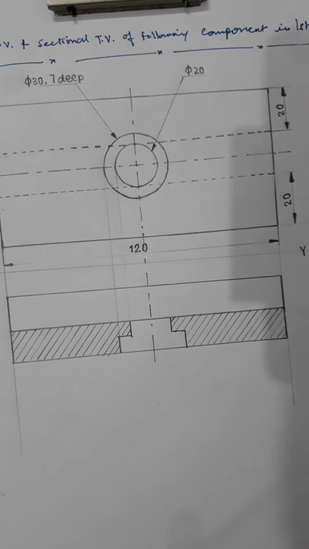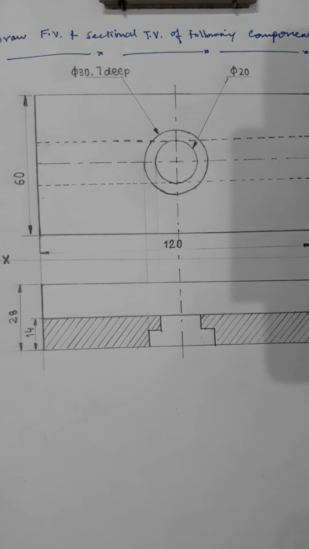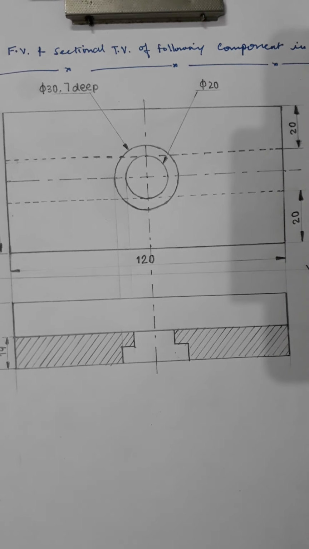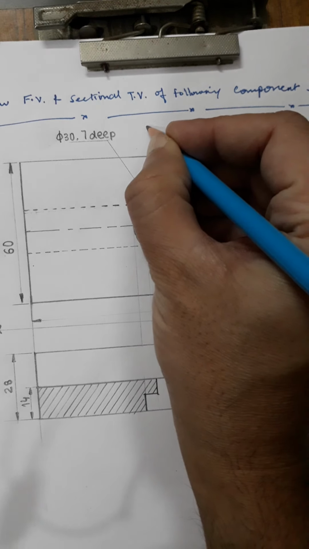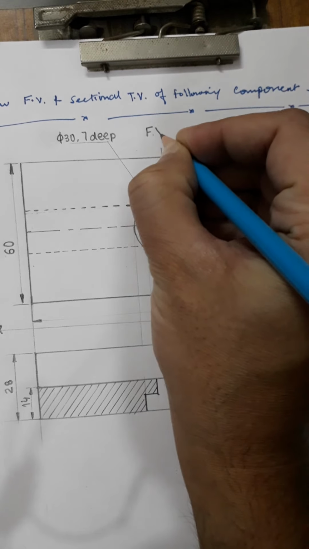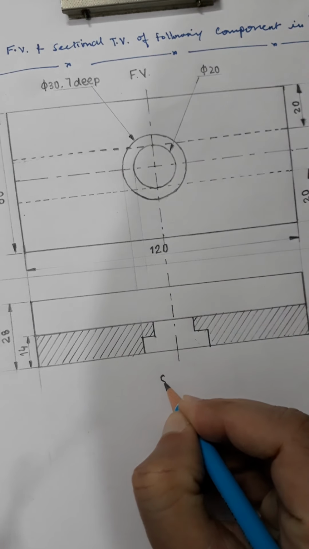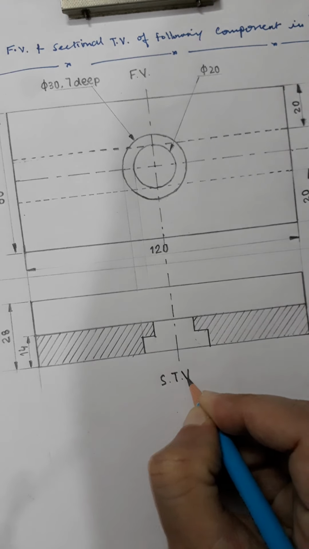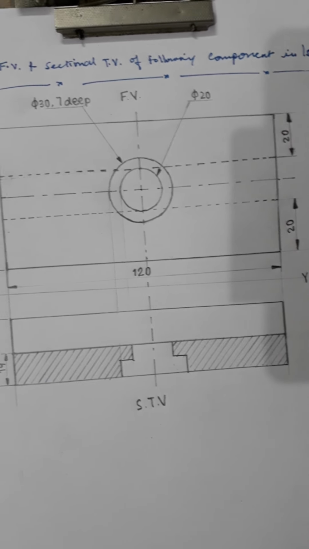Now I will do the dimensioning only. Dimensioning is done now, you can see. So this is the sectional top view, and above it is the front view. You should mention that this is the sectional top view, and XY is also there, you can check. So this is complete now.